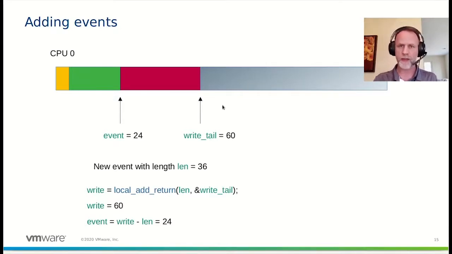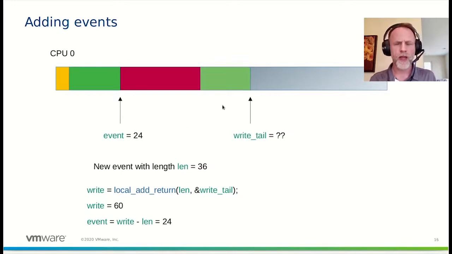But once we allocate it, we're good. No one else is going to jump in and use that space. We got the allocation. Now we just have to fill it up. But what happens if something came in right after we did the local add return and the write tail came up? If we took the write tail and subtracted the 36 from it, we won't get that 24, so we won't actually know where our data is.